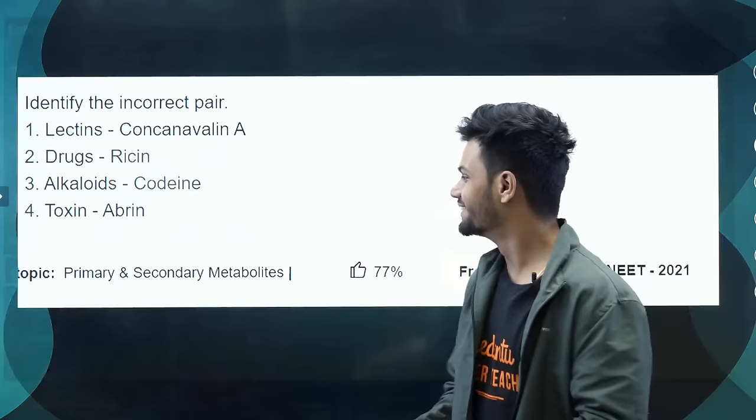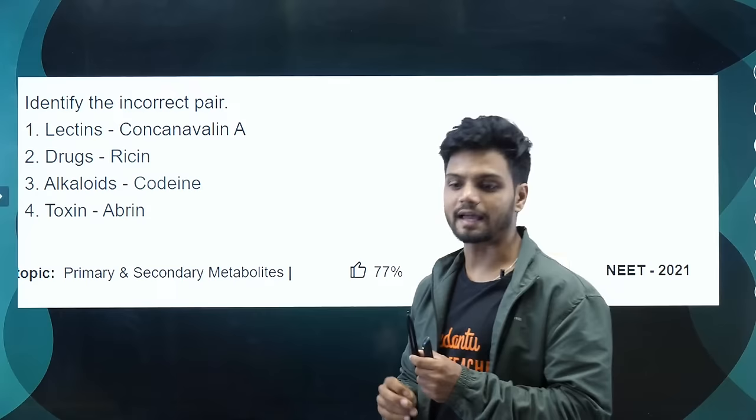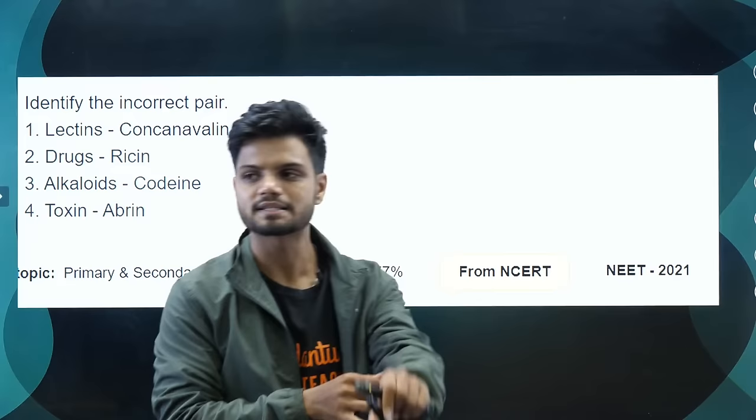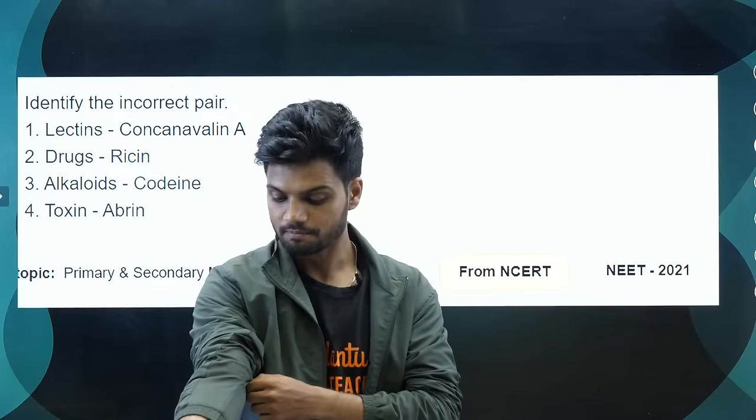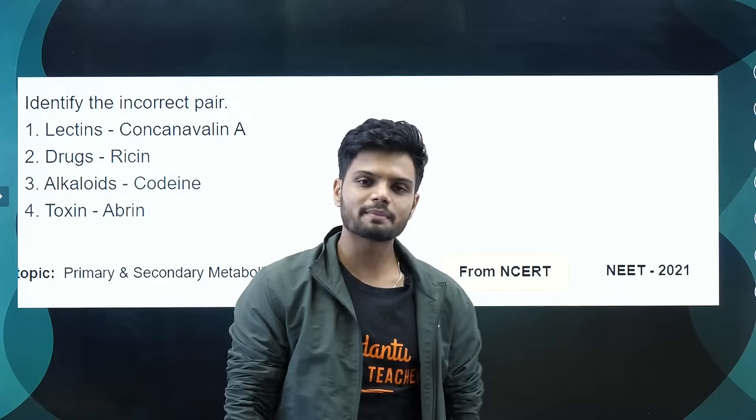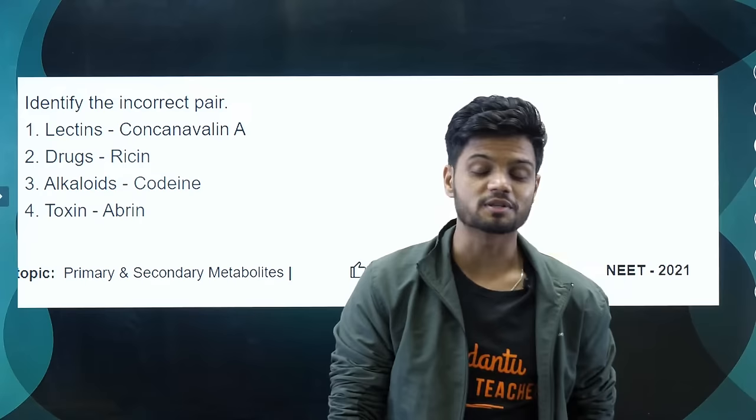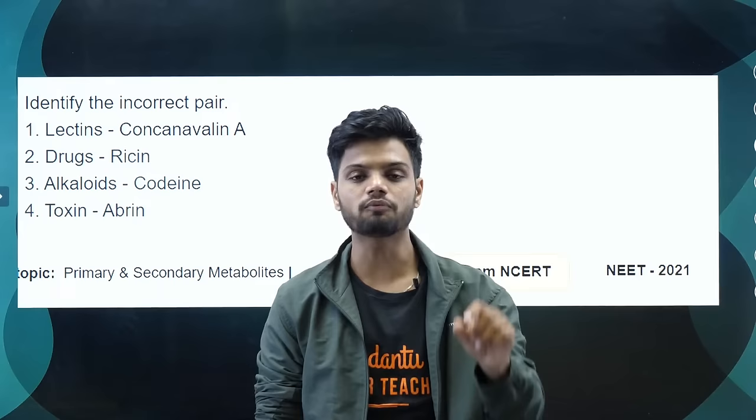Identify the incorrect pair. Remember that time, how many of you watched the Breaking Bad series? In the Breaking Bad series, we have a character called Walter White. Walter White basically makes a poison in one of the seasons. Spoiler alert. He makes a poison from your mustard, right? Castor, not mustard, castor. From castor. That poison is called ricin poison. That is a type of toxin.